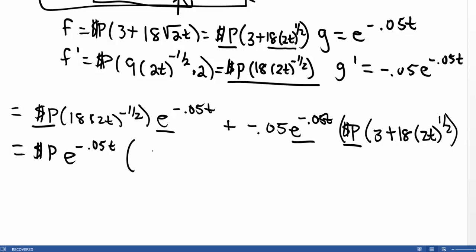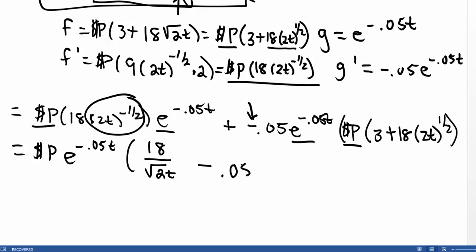Now from the first term, I'm left with an 18 over the square root of 2t. This term is the square root of 2t in the denominator because the power is negative. Then from my second term, I have this minus, which comes from this negative 0.05. I've taken out the e and I've taken out the p. So now I'm left with a 3 plus 18 square roots of 2t. And I want to know, when does that equal 0?